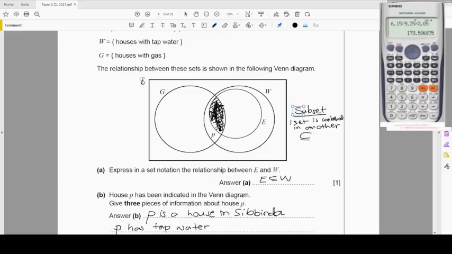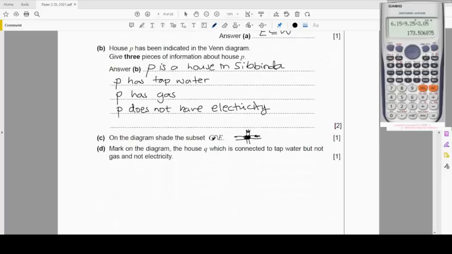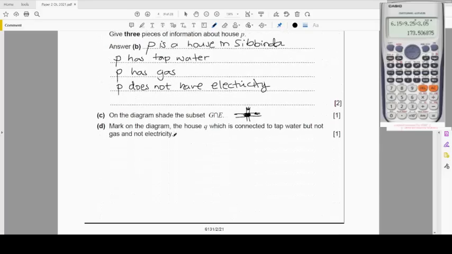So this region here, like I said, is inside the circle G and it is also inside the circle E. So that is what intersection means. Okay, then mark on the diagram the house Q that is connected to tap water but not gas and not electricity.